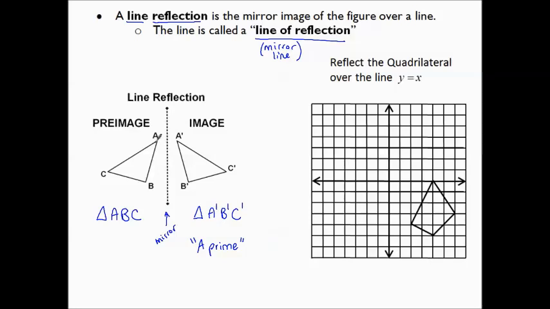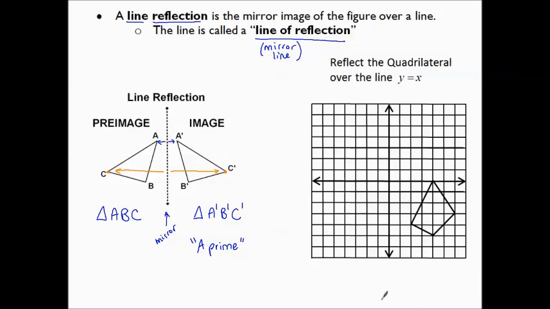So wherever A is, however far it is away from the mirror line, the line of reflection, A prime is the exact same amount away in the opposite direction. Similarly, here's point C. See how far it is away from that mirror line? Point C prime, the exact amount away in the opposite direction.